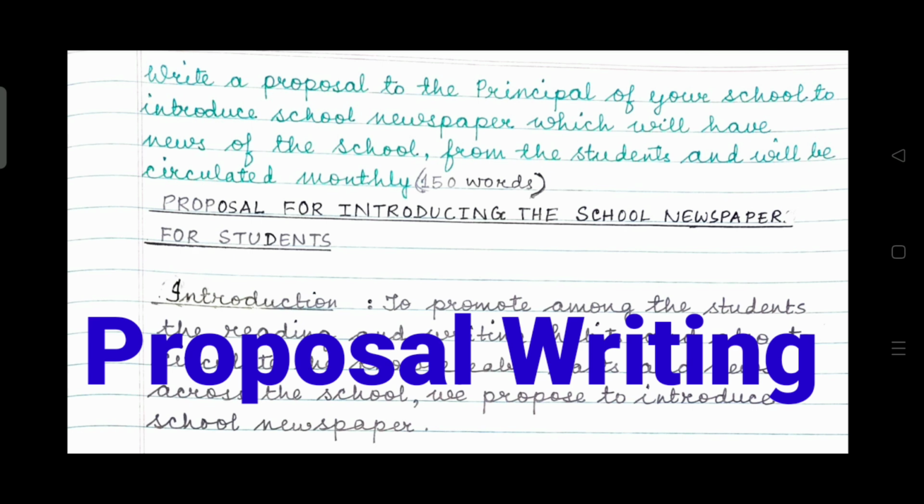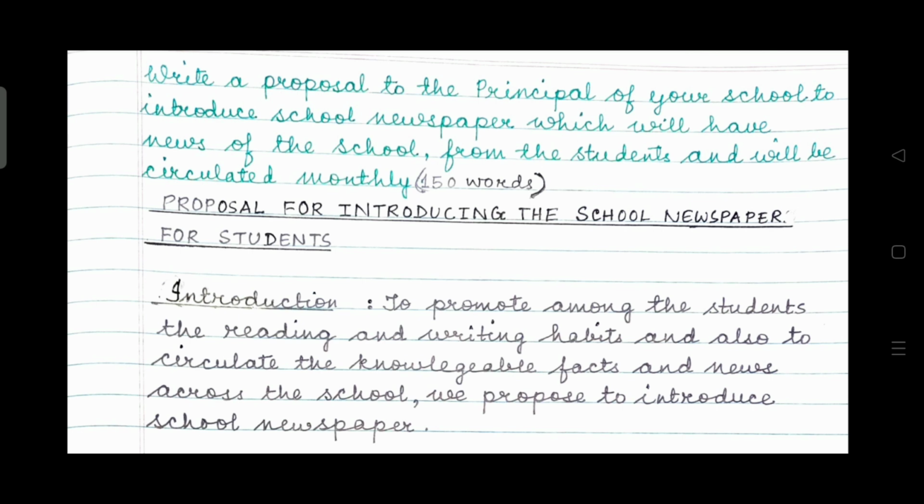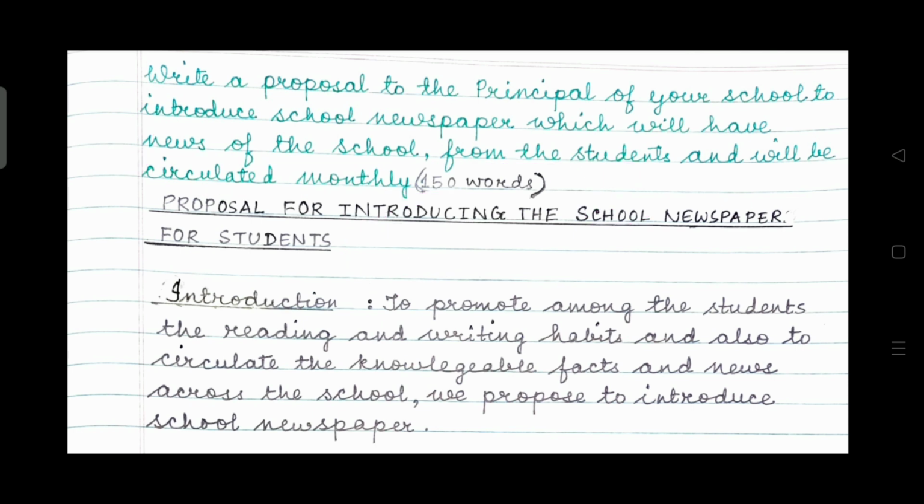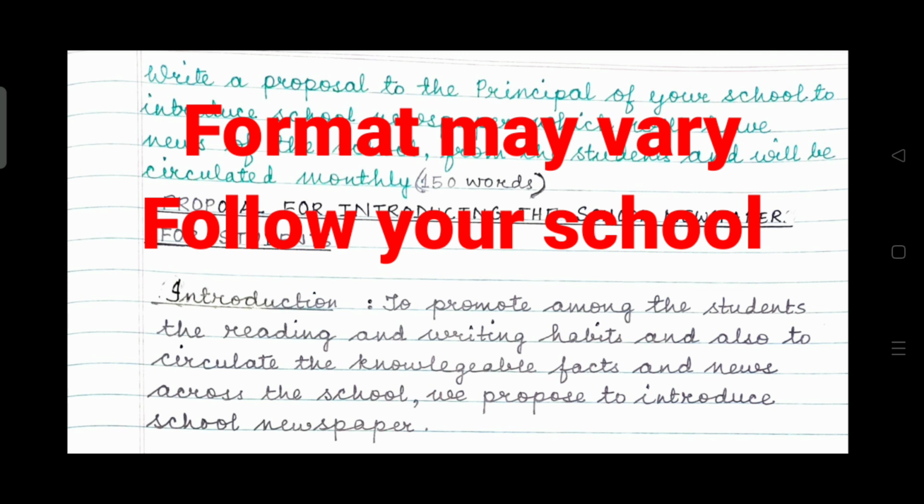In today's session, I'm going to discuss another proposal. Write a proposal to the principal of your school to introduce a school newspaper which will have: 1. news of the school, 2. articles from the students, and 3. will be circulated monthly. Mention these key points in your answer. Read the question carefully and frame your answer accordingly. Formats may vary. Follow the format given at your school.